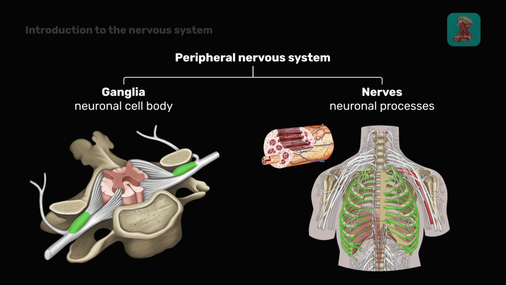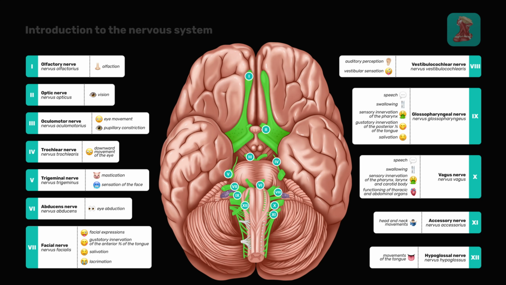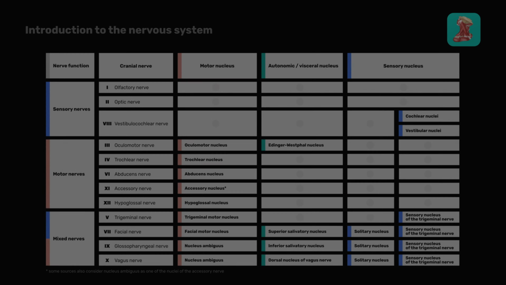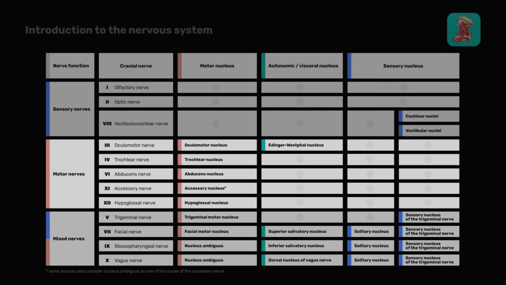The components of the PNS are similar to those of the CNS, but the terminology used is slightly different. In the PNS, a cluster of neuron bodies is called ganglion, and axon bundles are called nerves. There are 31 pairs of spinal nerves and 12 pairs of cranial nerves. Cranial nerves exit the brain and innervate various structures of the head and neck. These nerves can be divided into sensory, motor, and mixed.